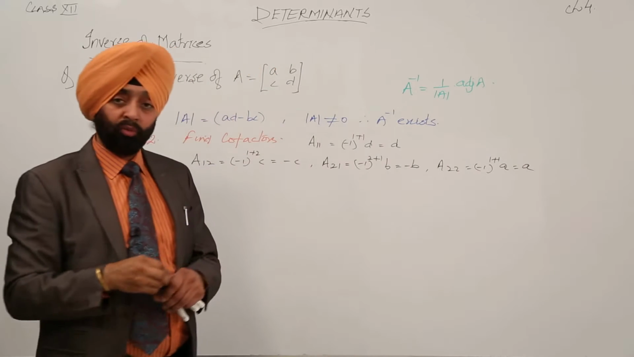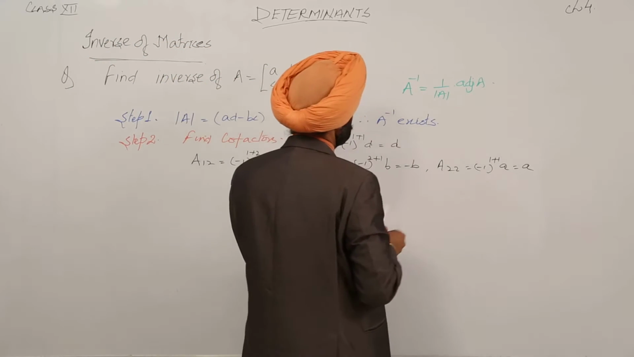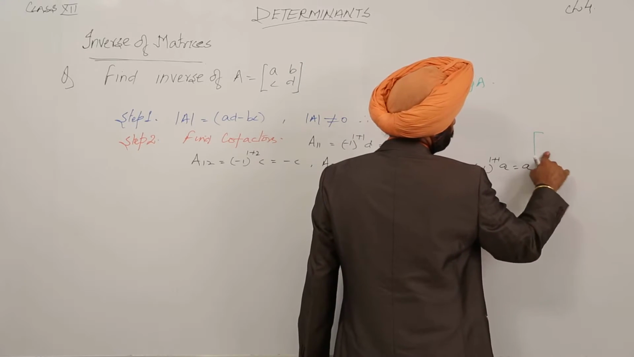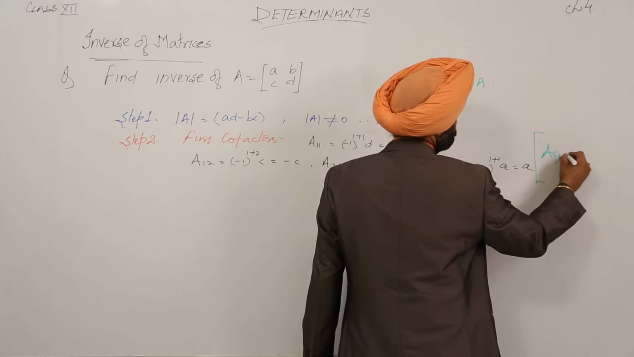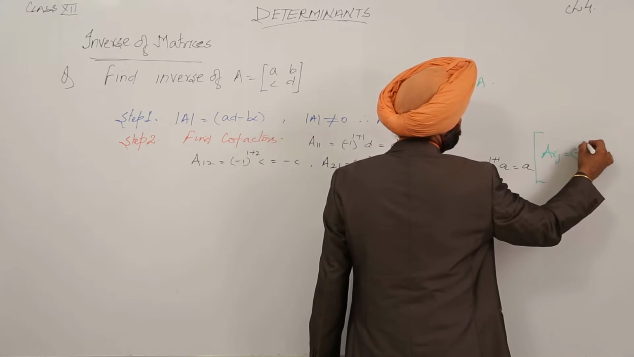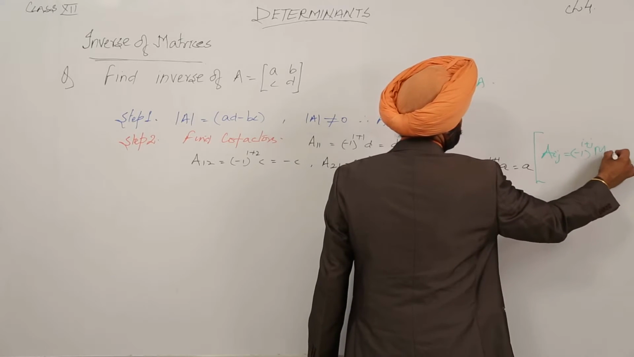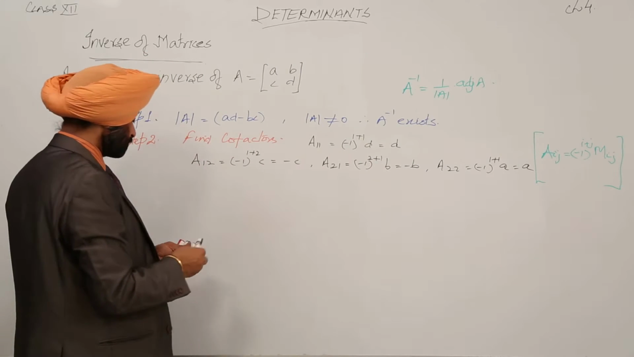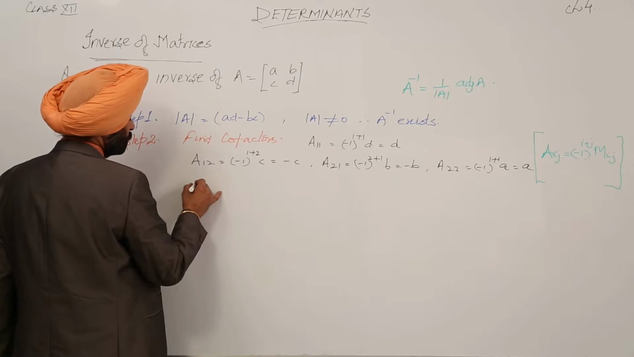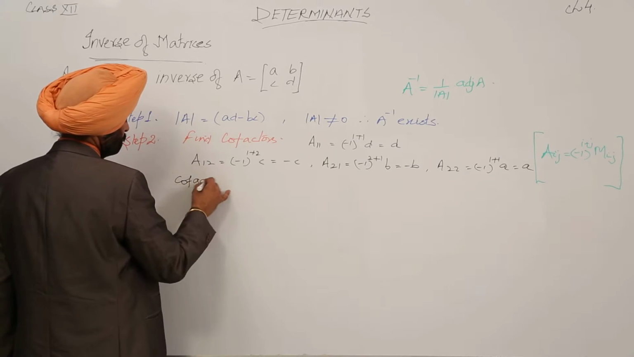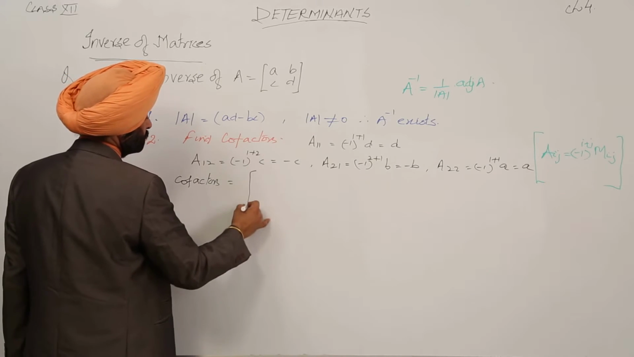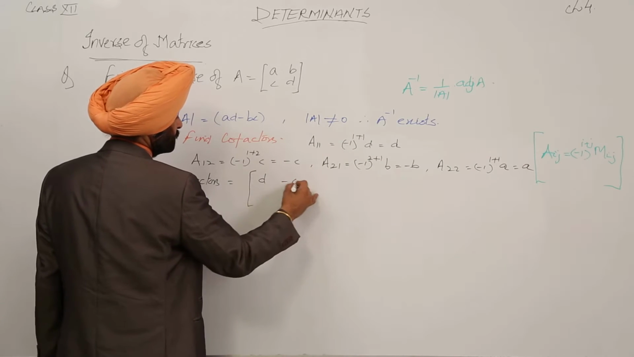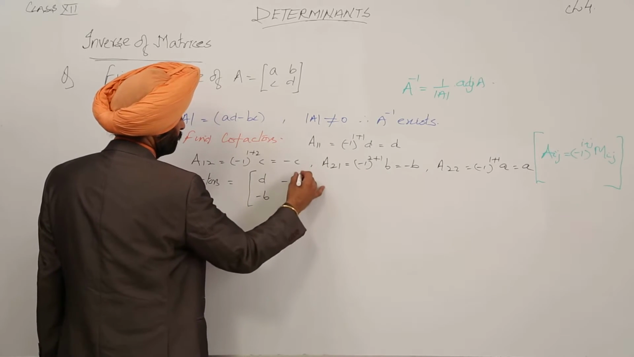Now what formula have we used here? We have used for all these things Aij is equal to minus 1 raised to power i plus j with Mij. Is it clear? So now the cofactors are D, minus C, minus B and A.